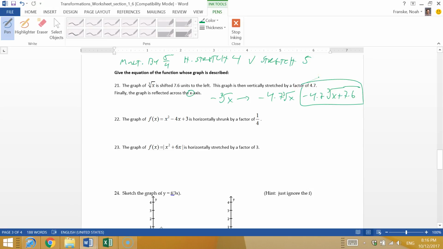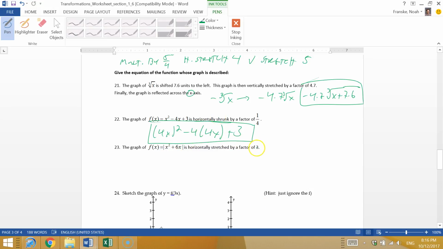All right, next one. This graph is horizontally shrunk by a factor of 1/4. So horizontally shrunk means that I'm going to multiply all the x's by 4, right? Because it's the reciprocal. So I'm going to have 4x squared minus 4 times 4x plus 3. Just leave it like that, right? So horizontal shrink means I have that 4 in front of each of the x's. Cool.